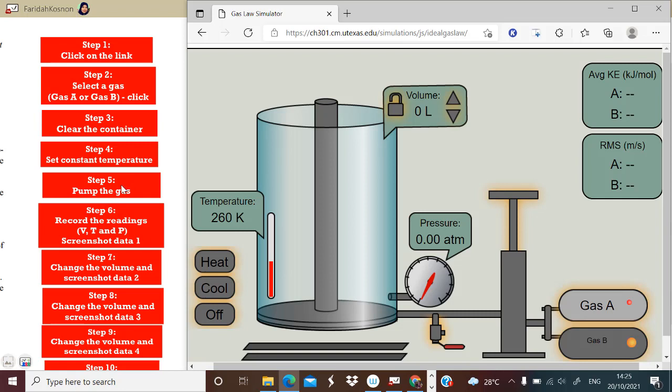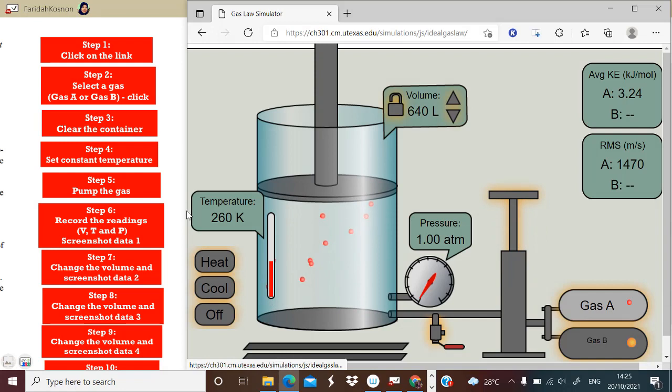So, the next step adalah kita kena pump the gas. Maksudnya, kita nak masukkan gas tu, kita kena klik pada pump. So, bila you klik sekali, apa yang berlaku, this container sekarang ni sudah occupied by gas A. So, apa yang kita nak lihat adalah relationship between volume and pressure. So, you have to refer to the volume here. The volume occupied by the gas in liter is 640 liter and its pressure is 1.00 atm.